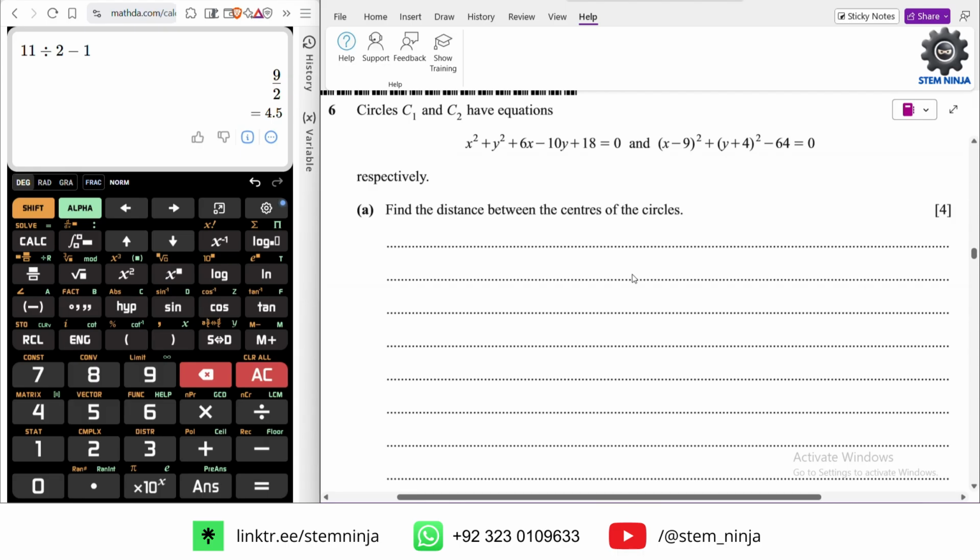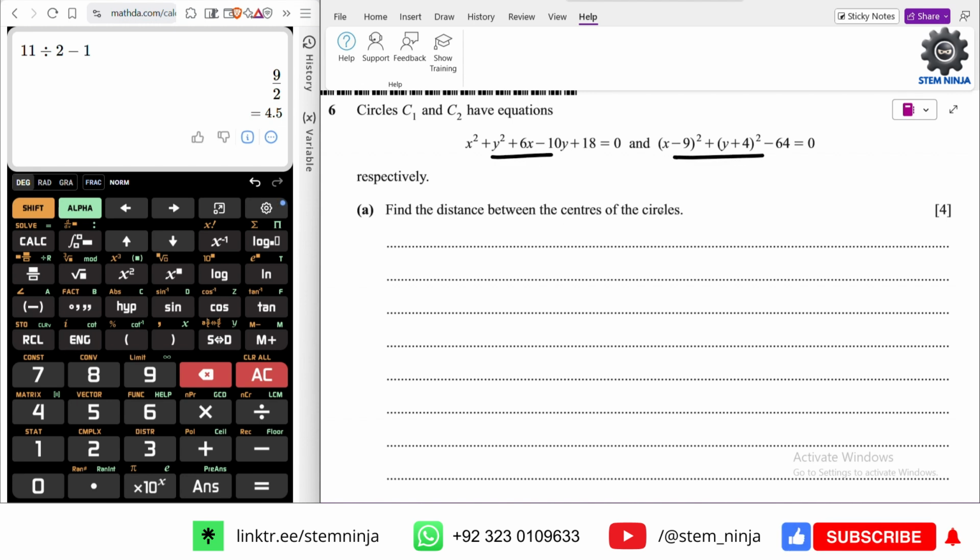Circles C1 and C2 have equations. These two are in different forms. This is the squared form, this is the expanded form. Find the distance between the centers of the circles. Okay, so first off we need to make this into squared form to find out the center of the circle C1.